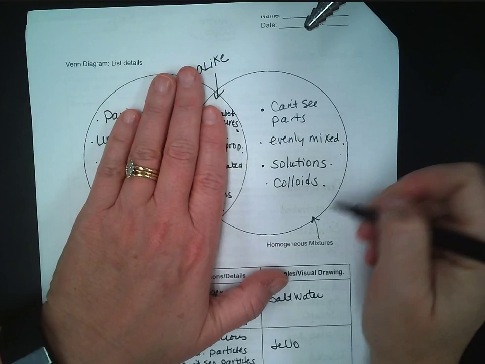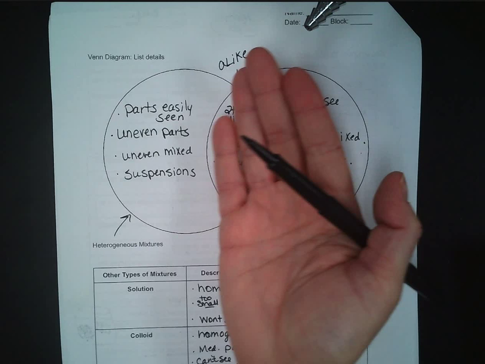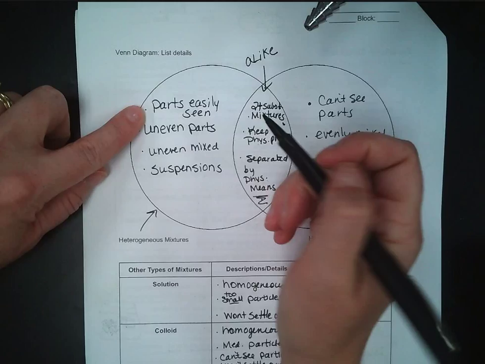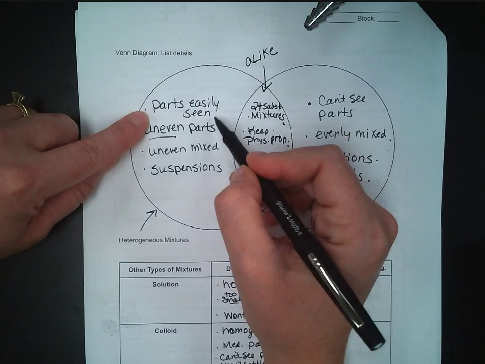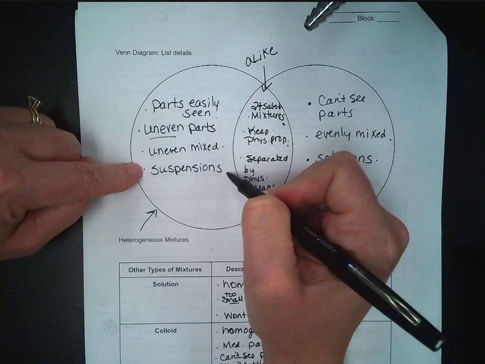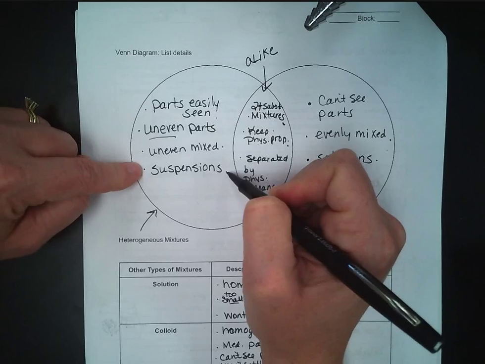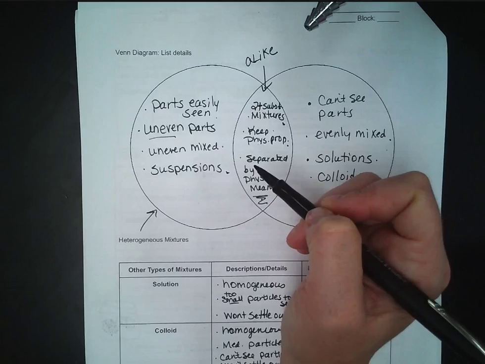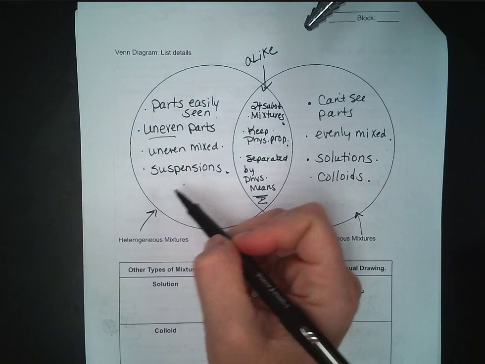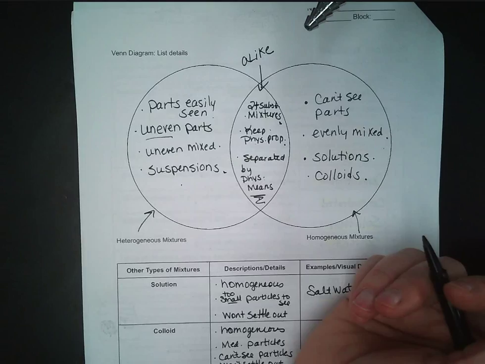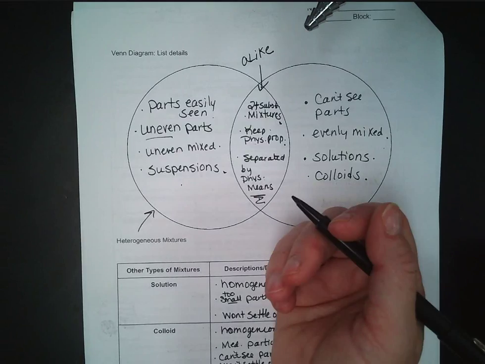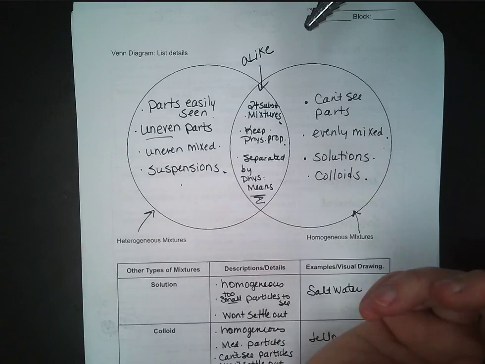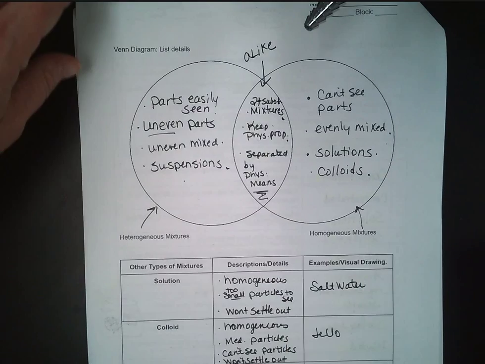Heterogeneously mixed is different throughout. So the parts are uneven, and you can see the parts. They're easily seen. They're uneven in suspensions, and that would be like your Italian dressing where you could see the little parts and they'll settle out after a while. So a suspension is a heterogeneous mixture. A salad could be a heterogeneous mixture. A chocolate chip cookie is a heterogeneous mixture. You think about the different parts that are there, and that you can see them. So that's the difference between heterogeneous and homogeneous. That's a big 8th grade concept.